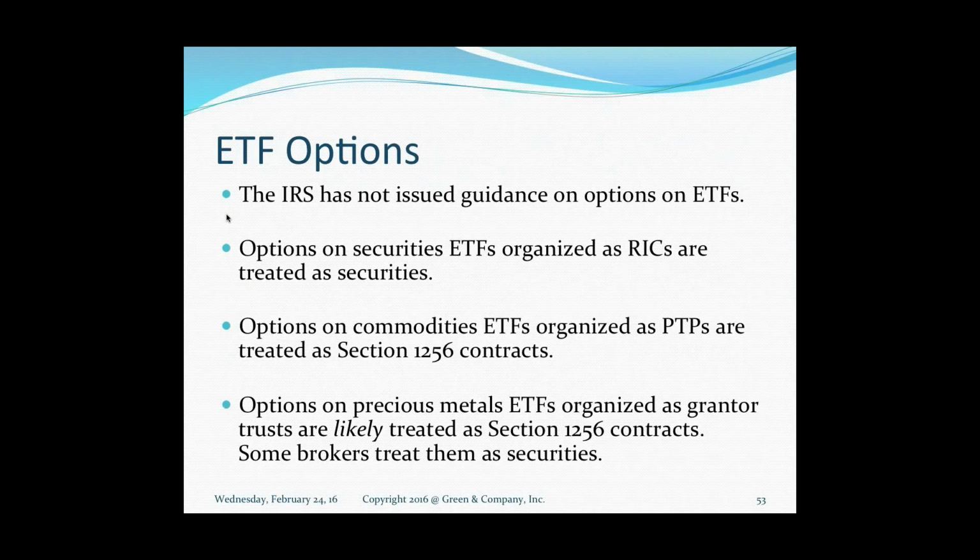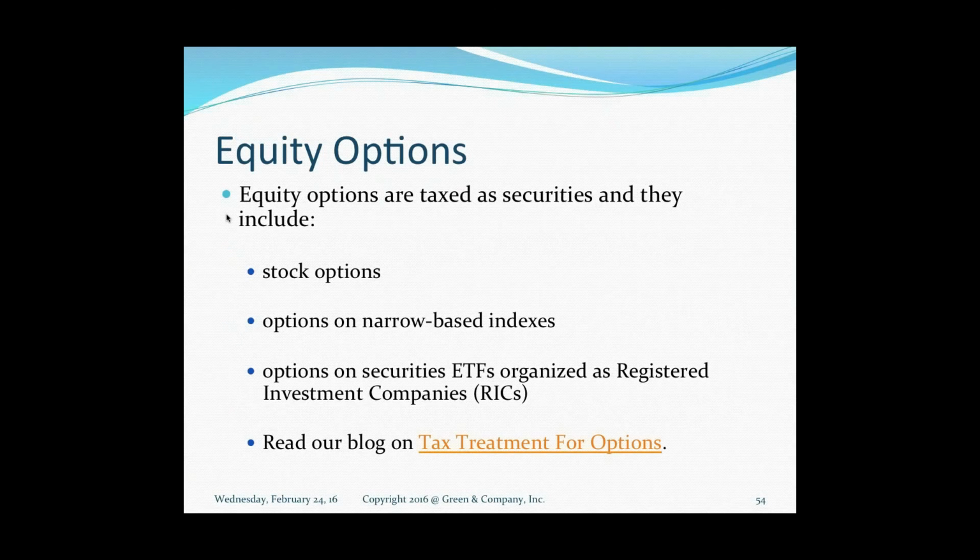Now, ETF options are not clear. Options on securities ETFs, those are securities because the ETF is a security. It's like an equity option. Options on commodities ETF, we feel can be 1256, like a non-equity option. Options on precious metals are not clear. We think it's likely 1256. So your equity options are securities, and they include your stock options, your options on your narrow-based indexes, and the options on your securities ETFs.